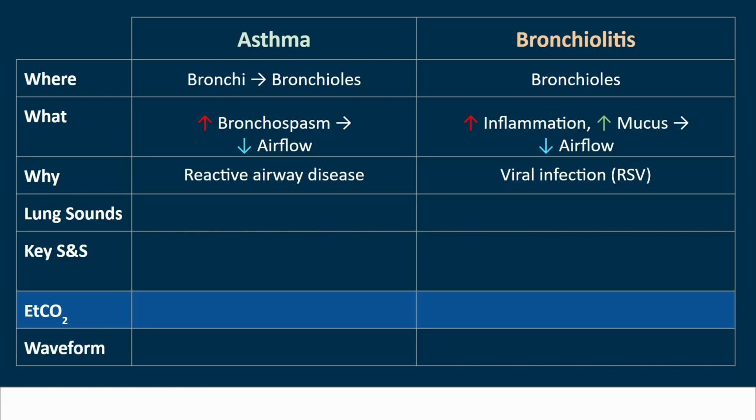Are there a few that can cause RSV? There are, I just don't know them. Lung sounds, wheezing for asthma. Okay, could it be anything else? What could it be?